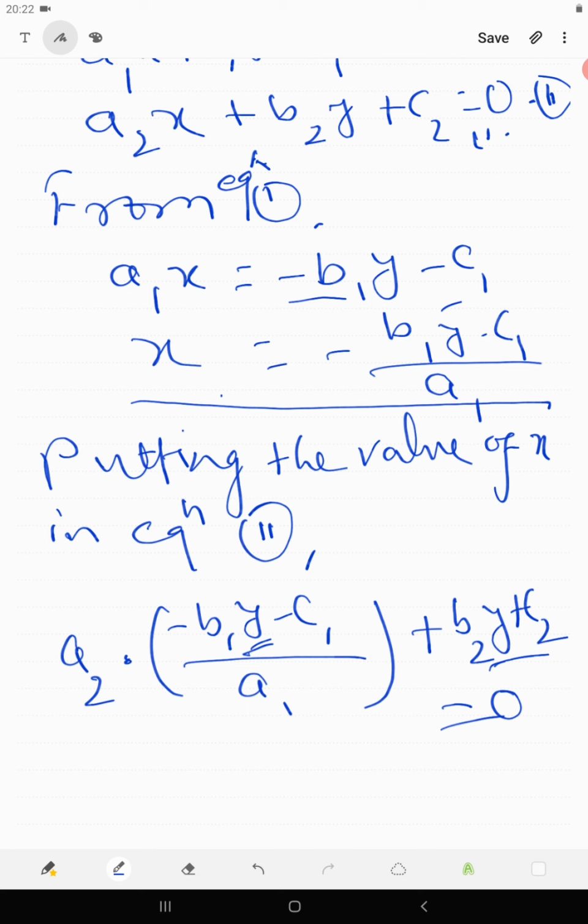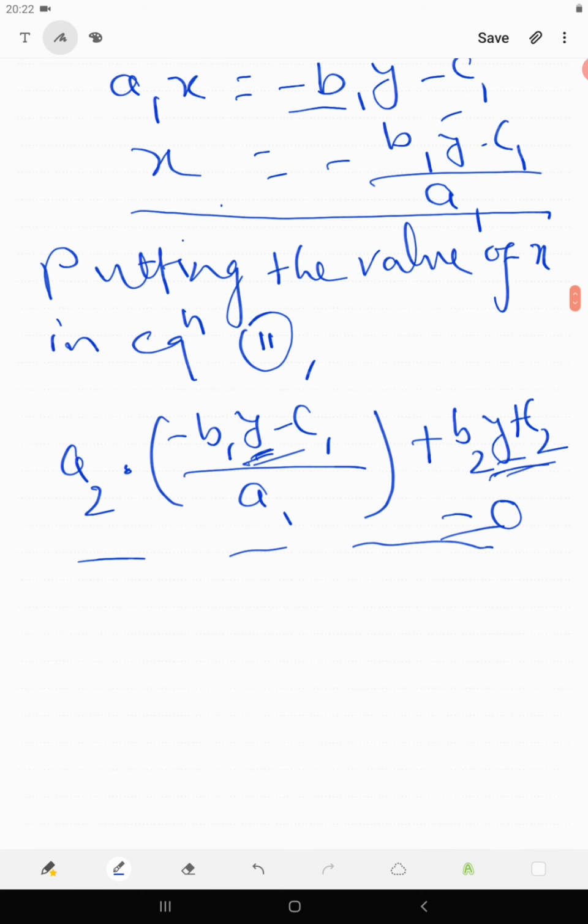We can't find the actual solution here because it's in the form of a1x, a2x, but this is the basic way. Change x in the form of y and then put it in the other equation. Then we have only one variable in the second equation. After putting the value, we will have only one variable. You can see over here only the y form is there, there is no x. This way we will be able to solve.